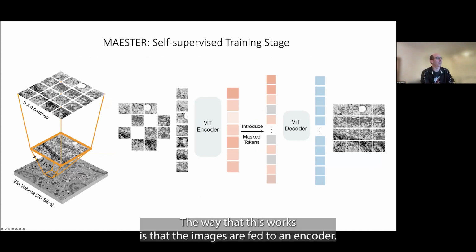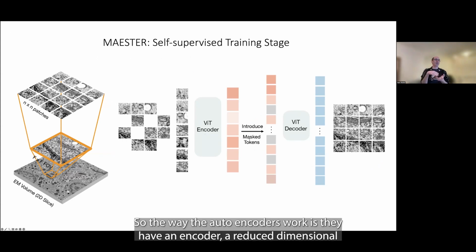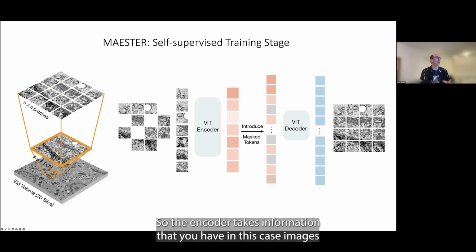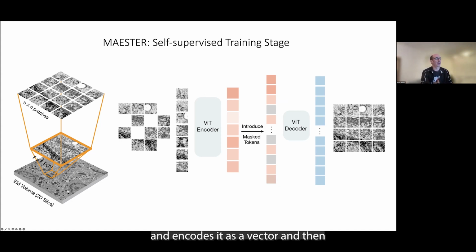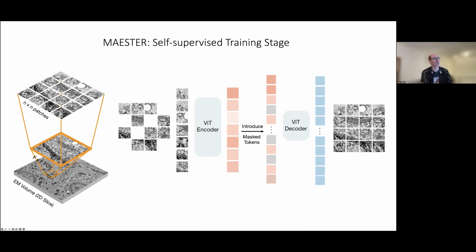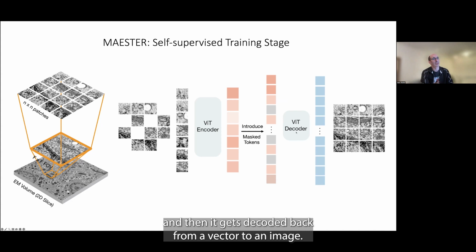The way that this works is that the images are fed to an encoder. This is an autoencoder system. The way autoencoders work is they have an encoder, a reduced dimensional model in the middle that is learned, and a decoder. The encoder takes information that you have, in this case images, and encodes it as a vector. We reduce the dimensionality of the vector to this internal layer, and then it gets decoded back from a vector to an image, and then you test how good the resulting image is at reconstructing the original.